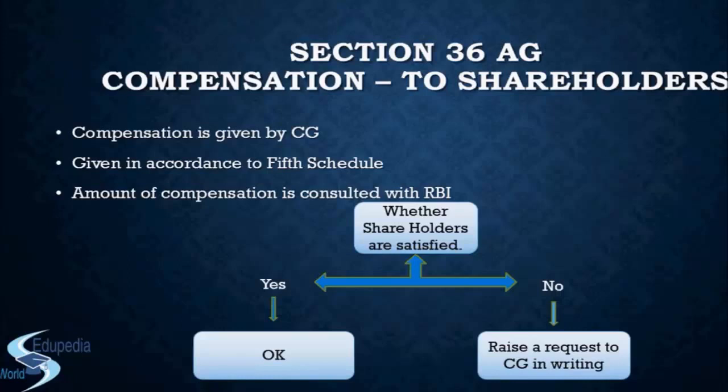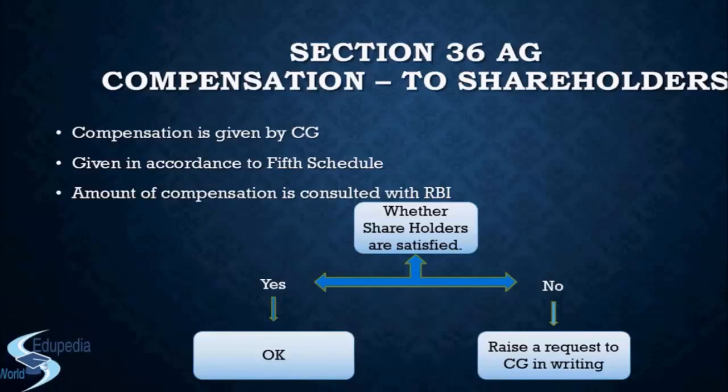The tribunal is constituted as per section 36AH, right. And now, what compensation is to be finalized? If the shareholders are not able to raise the request within the date specified in the notification, then the compensation decided by CG as per the 5th schedule, and in consultation with RBI, would be final and binding on all the shareholders and the central government, right? But if they raise a request within the due period, then CG would forward it to the tribunal, and whatever the tribunal decides would be final and binding on the shareholders as well as the central government. There is no further call on the compensation decided by the tribunal.